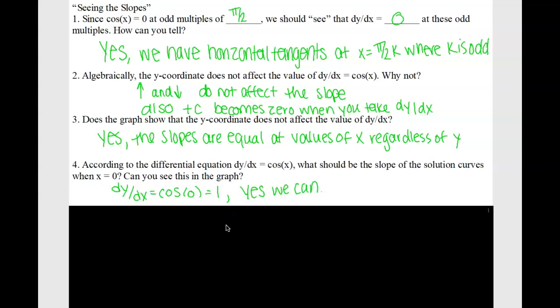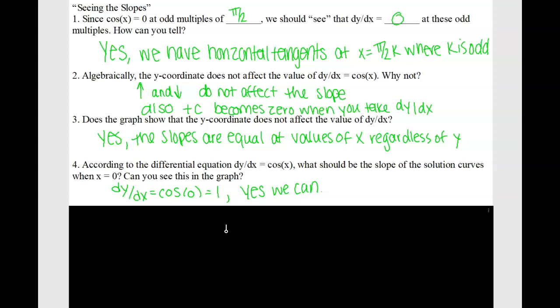According to the differential equation dy/dx equals cosine x, what will the slope of the solution curves be when x is 0? So the slopes of the curves should be 1. So go to x equals 0. Does it look like that slope is at 1 on your sine graph? Yeah. Is it positive, like not too steep?